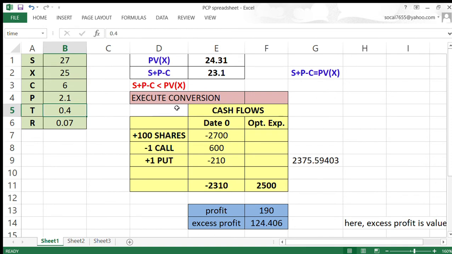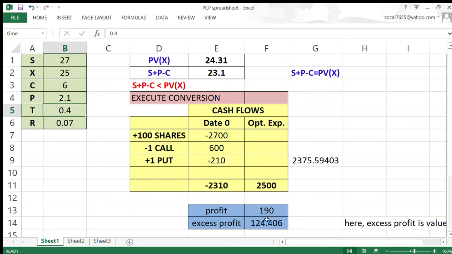for. Okay, and of course, just to remind you, long stock, we're spending $2,700. We write the call, receive $600. We buy the put, we pay $210. We shell out $23.10, and of course, the value at option expiration is X times 100. 25 times 100, $2,500. So we spend $23.10. We've received $2,500, and the quote accounting profit is $190. But the excess profit is $124.